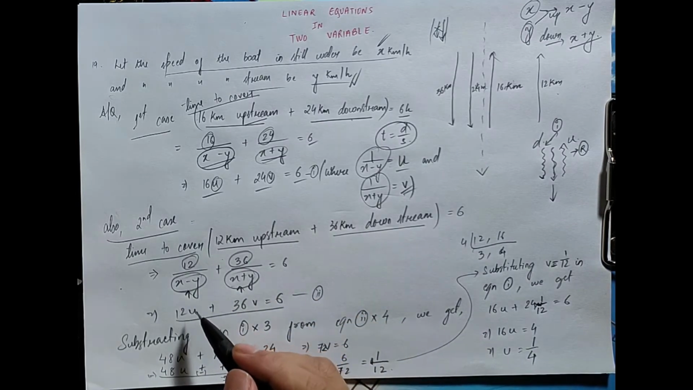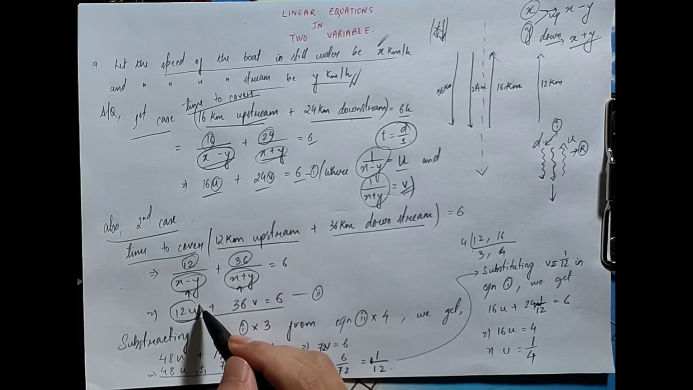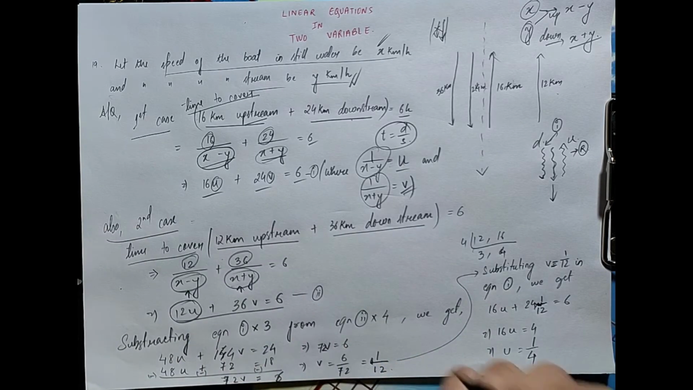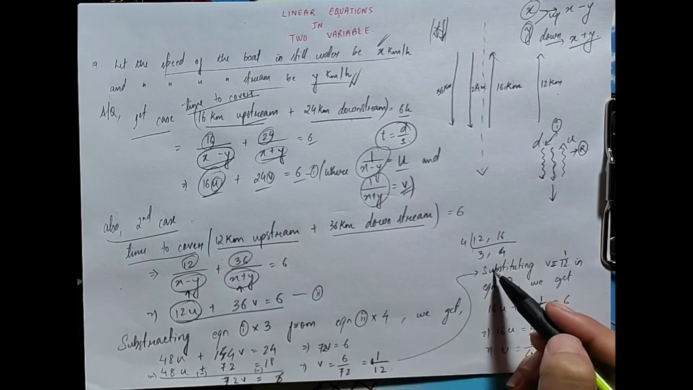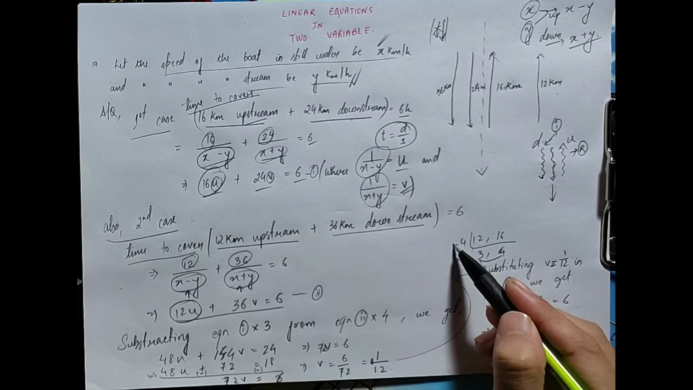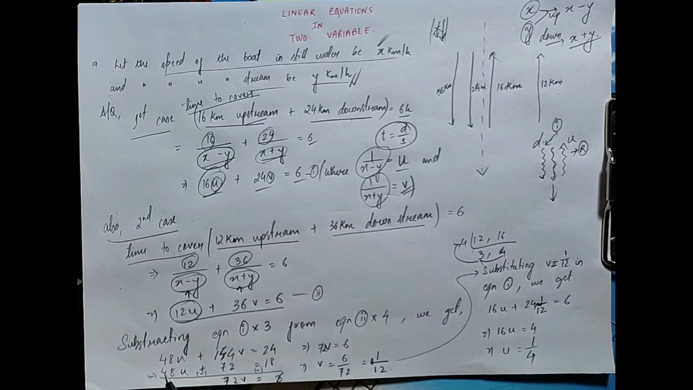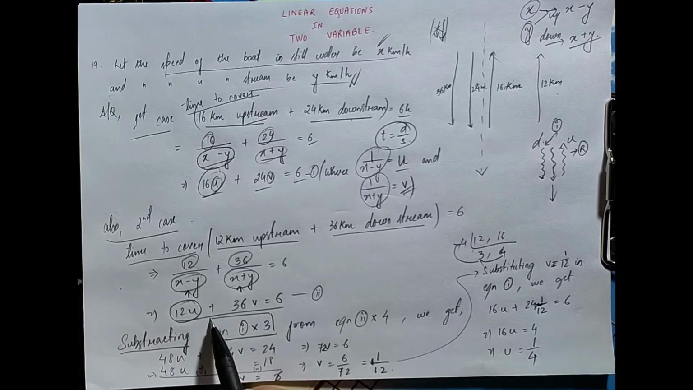Now we'll be using the elimination method. So we will try to make the coefficient of u the same. So 12 and 60, if you take the LCM of 12 and 60, we get 12 and 60. Here we're going to use a shortcut, subtracting equation 1 into 3.